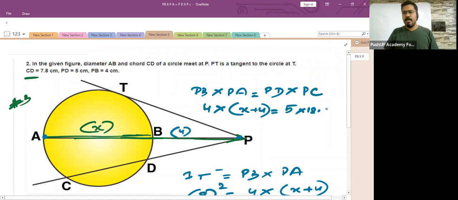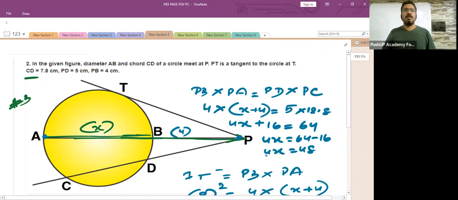4 into x is 4x plus 4 into 4 is 16. Now 4x is equal to 64 minus 16. 4x is equal to 48. X is equal to 12. X is equal to 12 centimeter, isn't it?